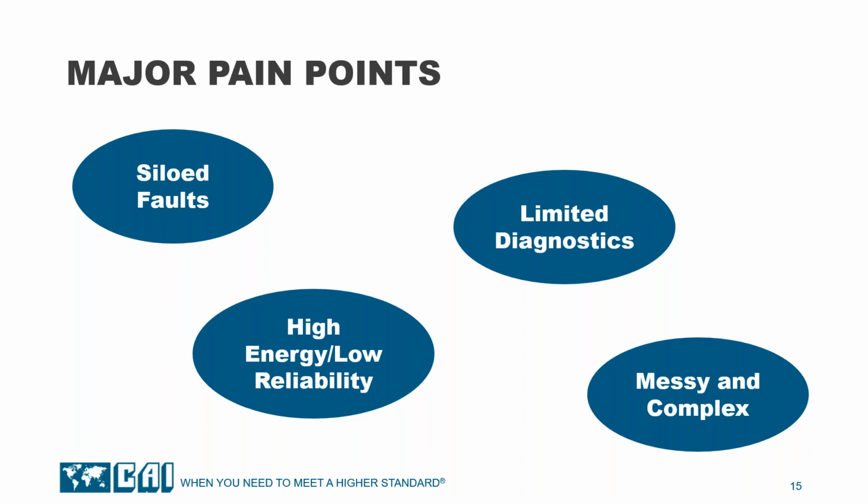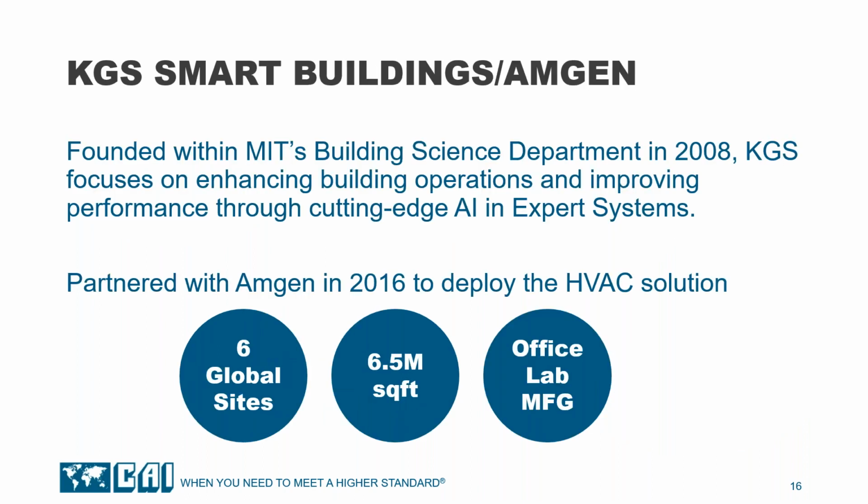I put in this piece here, high energy, low reliability. Many of us have aging facilities which are drawing quite a bit of energy, and it's making our systems less and less reliable over time. And to be perfectly honest, I'm going to go into some of the background on fault detection and diagnostics, but this gets really messy and complex. Okay, and so with these pain points in mind, we'll walk through a case study between KGS Smart Buildings and Amgen.